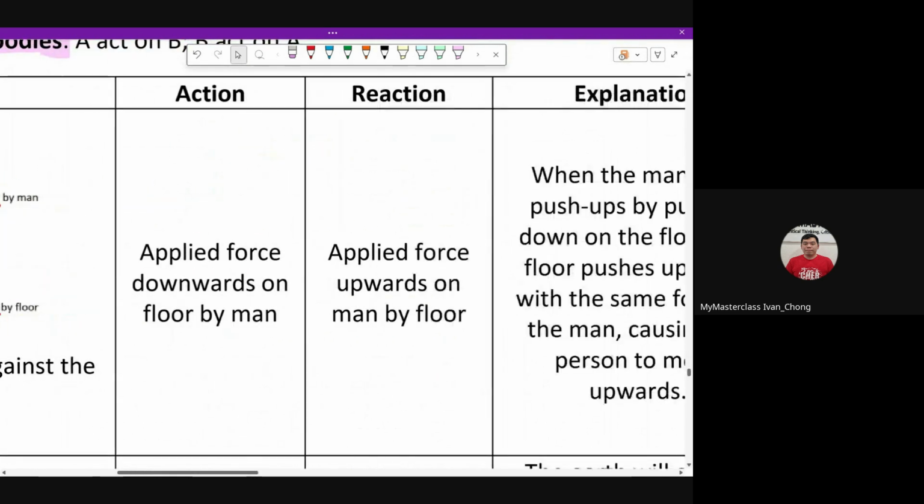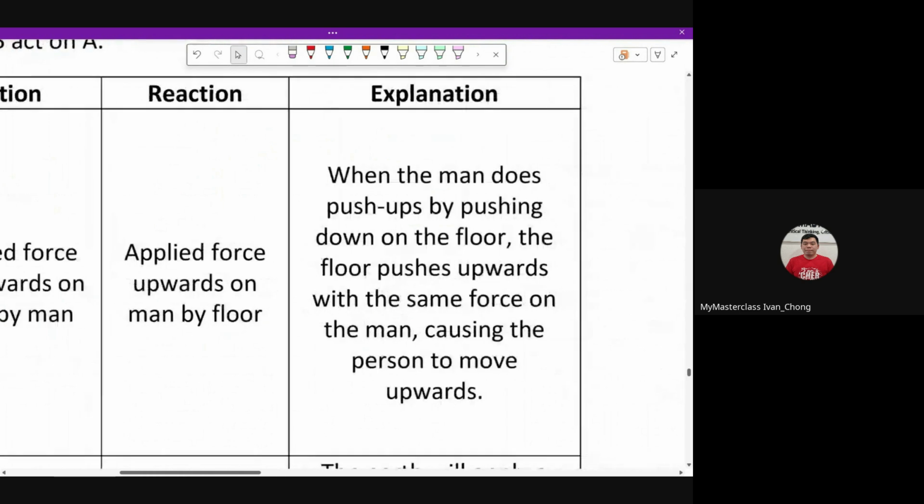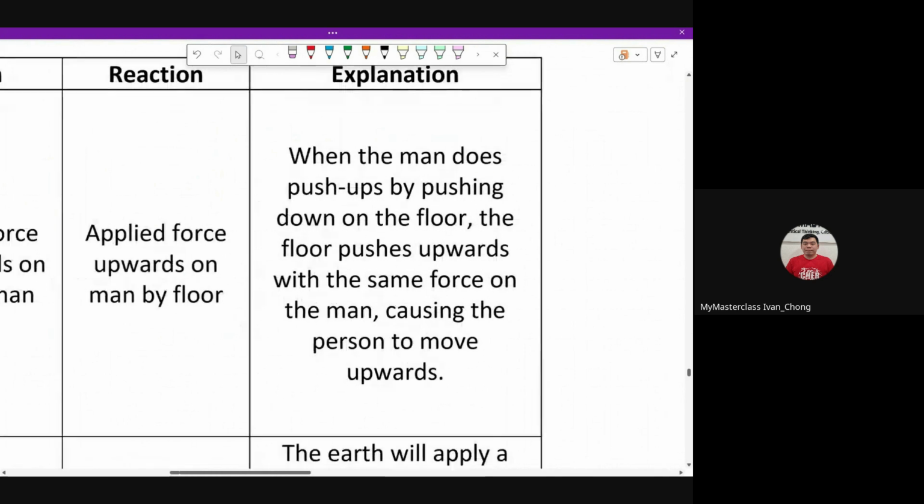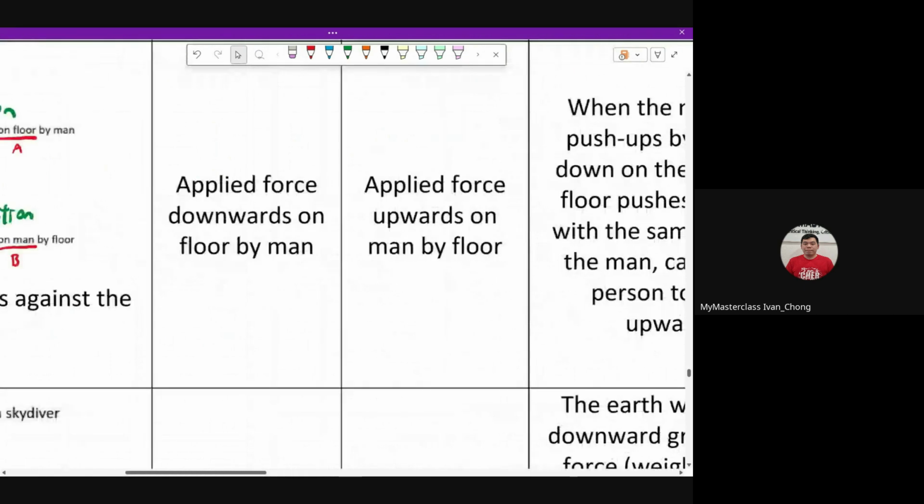So you can see over here, applied force, downwards, upwards, on floor, on man, different. So you can see over here, when he pushed down on the floor, the floor pushed back up with the same force in the opposite direction, and therefore he will move upwards.